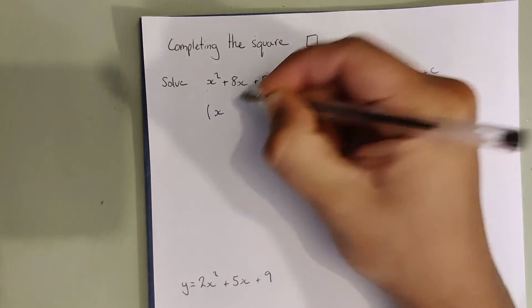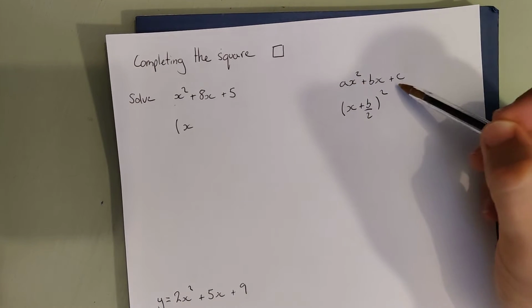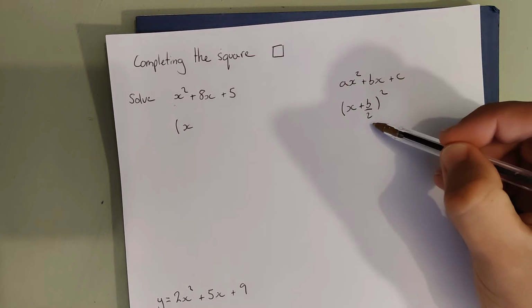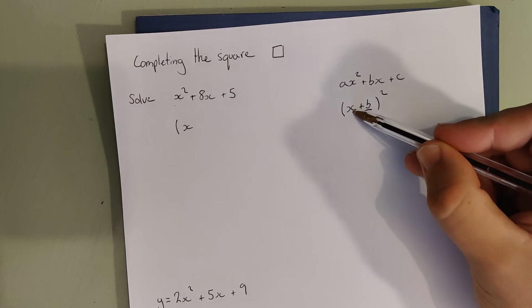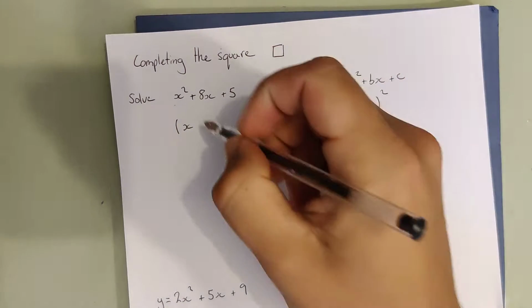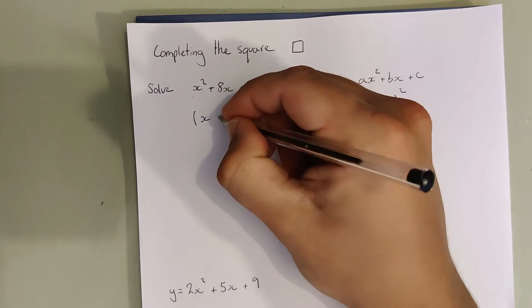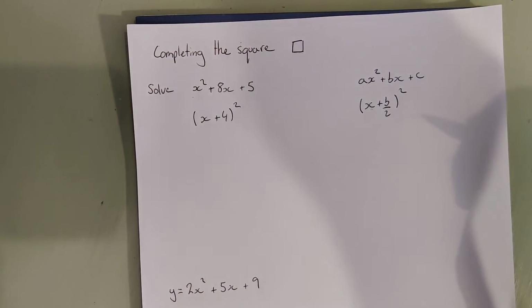So when it's in the form ax squared plus bx plus c, this is how you want to rearrange it. You just put the x in, and then you divide the b by 2. In this case it's 8, so you divide that by 2, plus 4 squared.